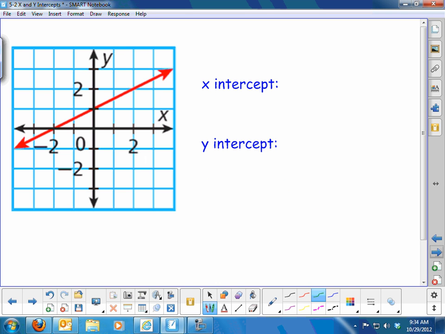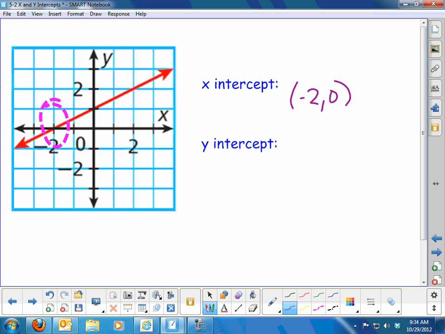Let's take a look at this one. If I want my x-intercept, you guys pause the video, write down the x and y-intercept, and then see if you get it right. Okay, so our x-intercept, remember again, is where does our graph cross the x-axis? It crosses the x-axis right there. That ordered pair is -2, 0.